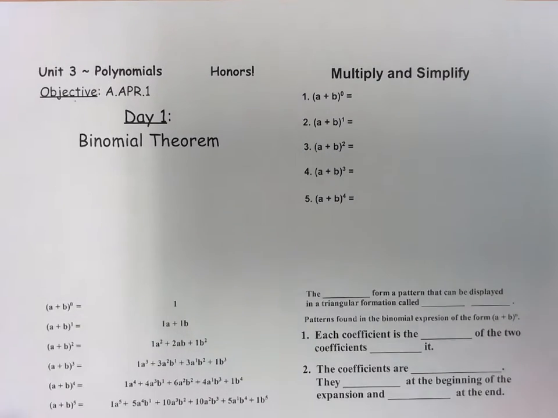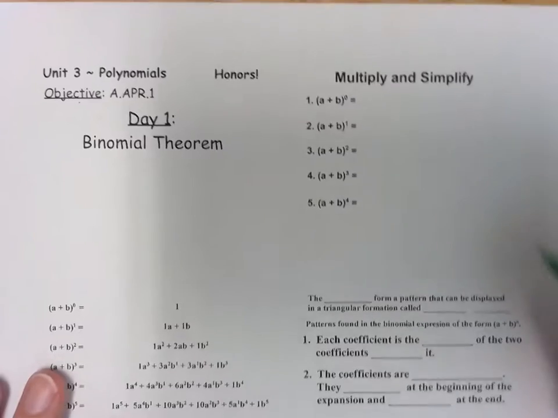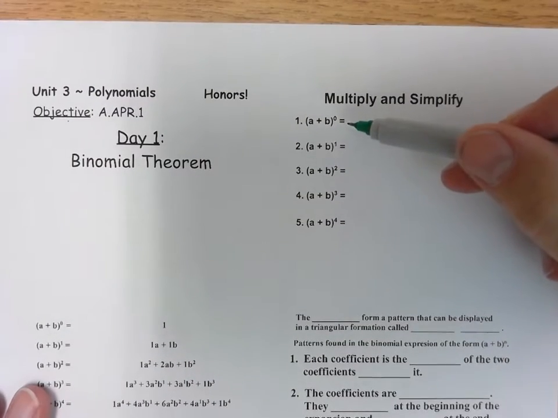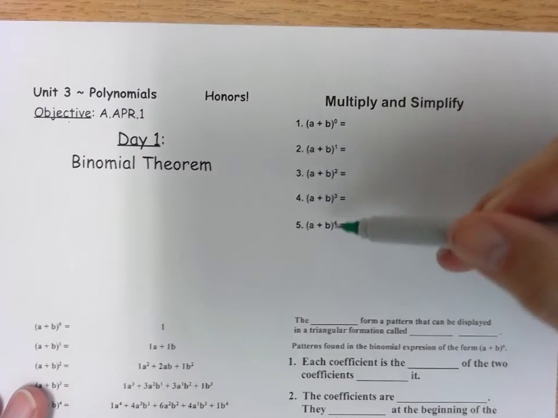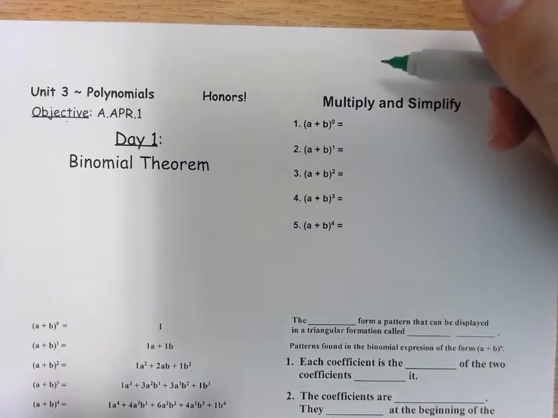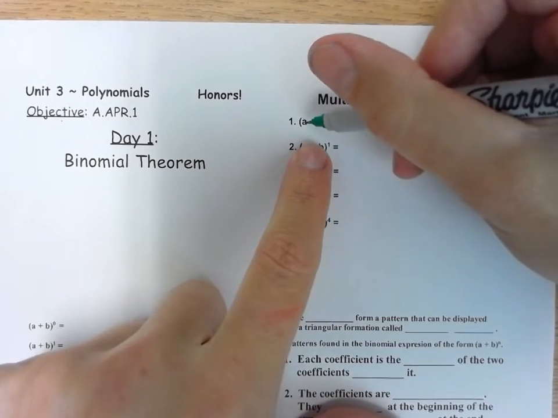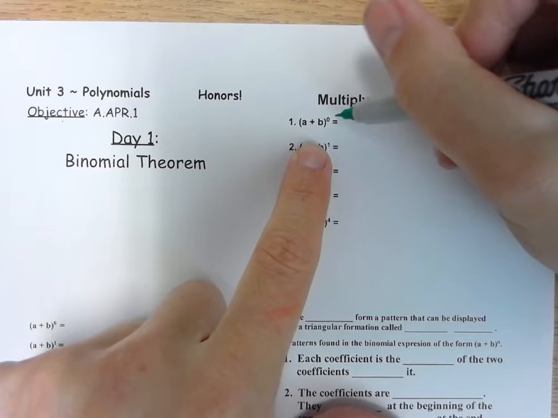All right, welcome to the notes for Unit 3, Day 1. This is called the Binomial Theorem. And before I can explain what that is, let me introduce you to some patterns here that might be helpful. So the first thing we'll look at is, anything to the 0 power is automatically 1.